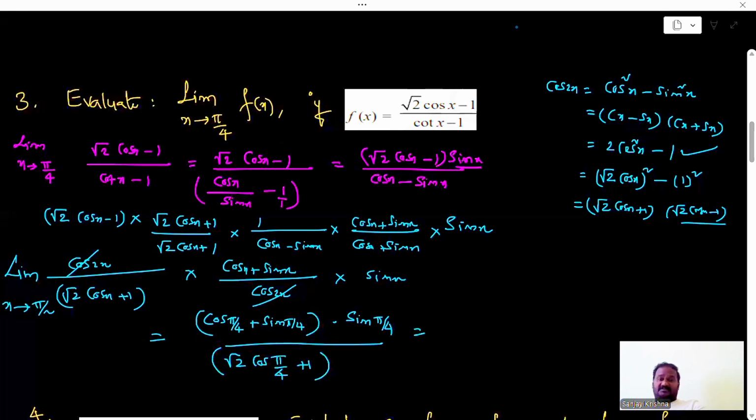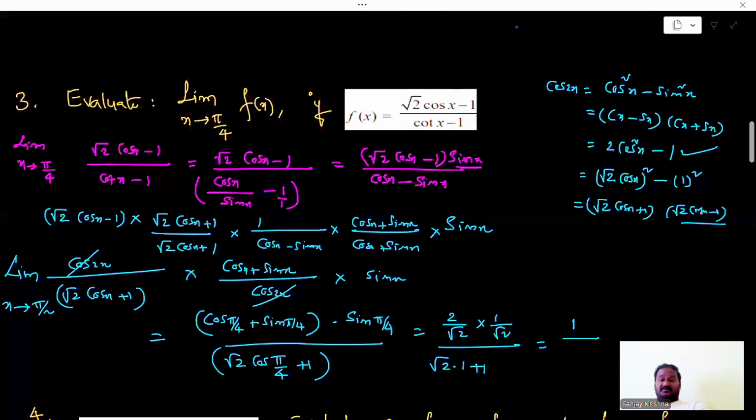Now when you simplify this, cos pi by 4 is equal to 1 by root 2 plus 1 by root 2. 1 by root 2 plus 1 by root 2 is going to be 2 by root 2, into cos pi by 4 is equal to 1 by root 2, whole divided by root 2 into cos pi by 4 is equal to 1 into 1 plus 1. So finally what do you get? 2 divided by root 2 into root 2 is equal to 2. 2 by 2 is equal to 1 divided by, this is root 2 into cos pi by 4.